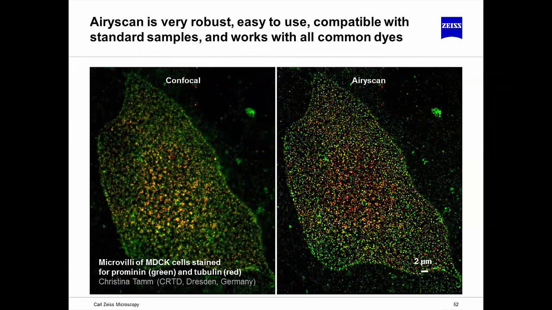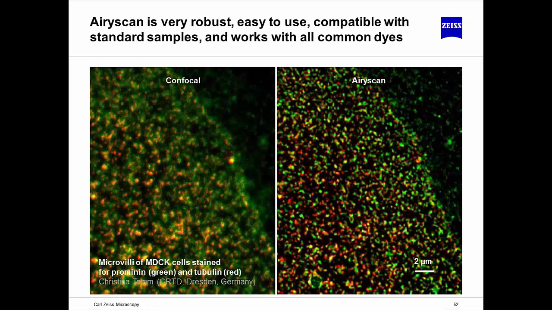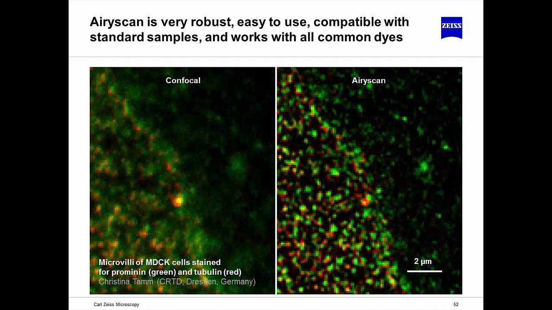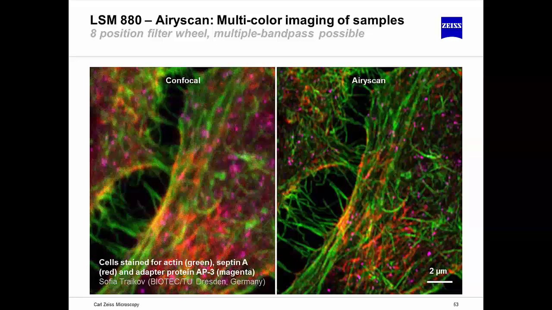The Airyscan technique itself works with all common dyes. In this case, this is an example of MDCK cells with prominin and tubulin markers. If you can image a dye with a normal point scanner, you can image it with the Airyscan. It's as simple as that. You don't need to think about the photobleaching characteristics or the Stokes shift or any of the details of the dye. If you image it today, you can image it with the Airyscan.